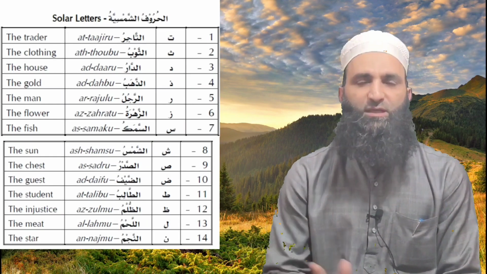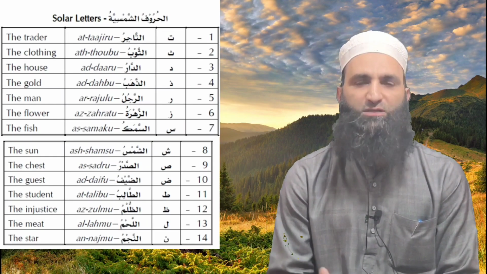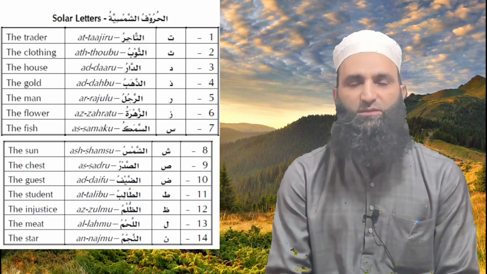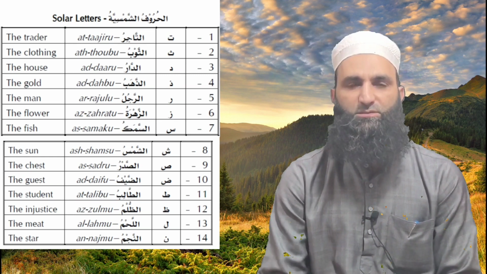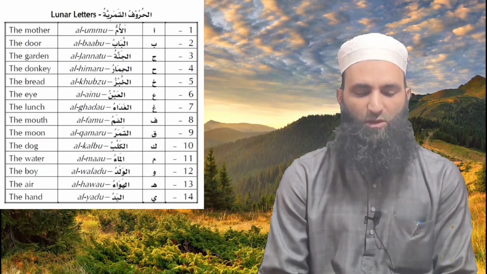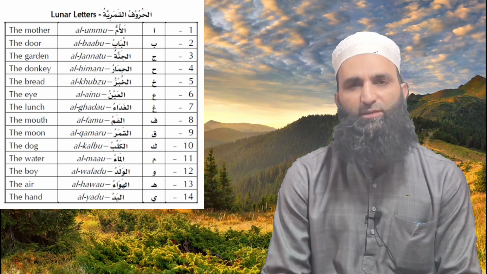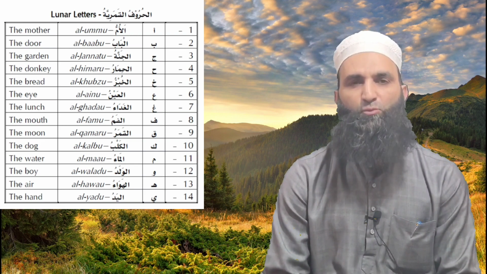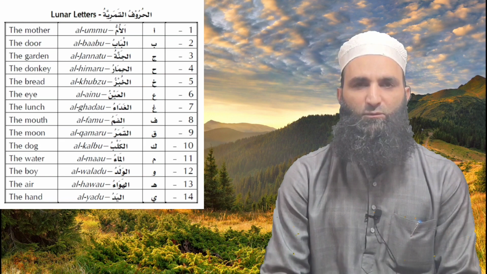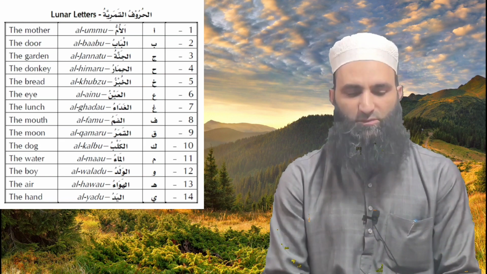One set of 14 letters is known as the huruf shamsiyya, and the second one is huruful qamariyya. This is the table of al-huruf ash-shamsiyya. So you can see on the screen 14 letters. This is the table of al-huruf al-qamariyya, that is moon letters. 14 letters are included in this table.